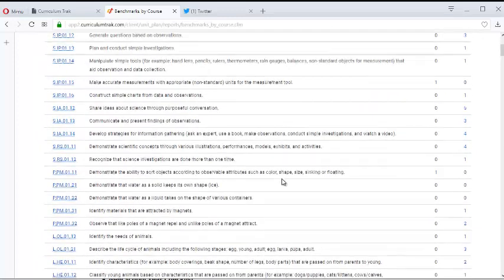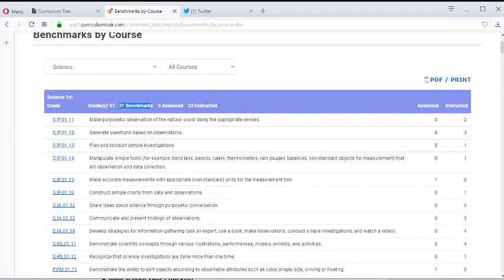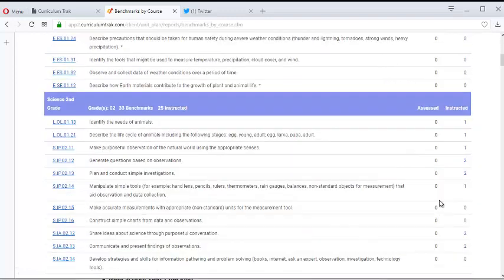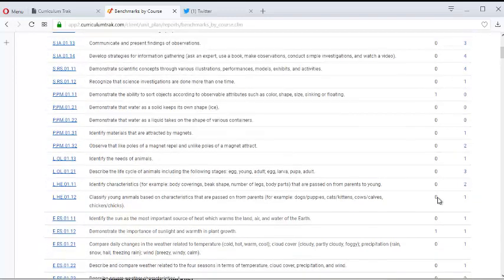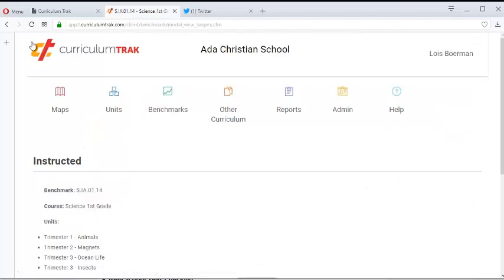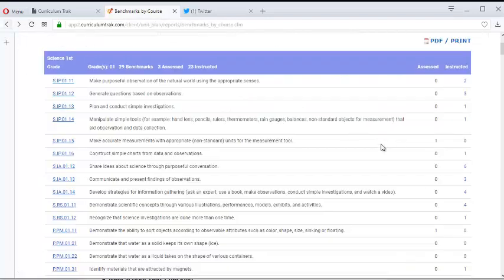So here they are, our first grade science. And out of those 29 benchmarks that should be taught in first grade, currently 3 of those are being assessed. Here's one, here's another, and there must be another one somewhere as well. Yeah, 1, 2, 3. And 23 of them are being instructed. And so these numbers show once again where they're being instructed and how many times they're being instructed.